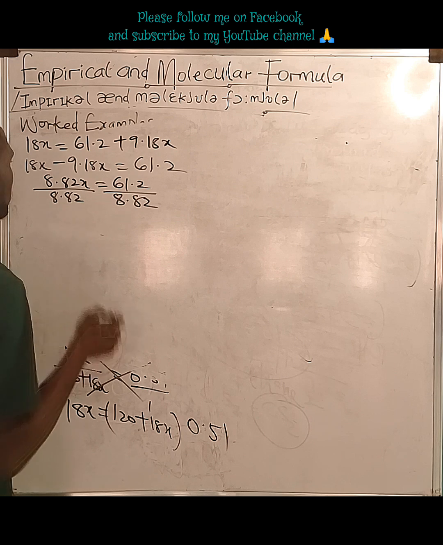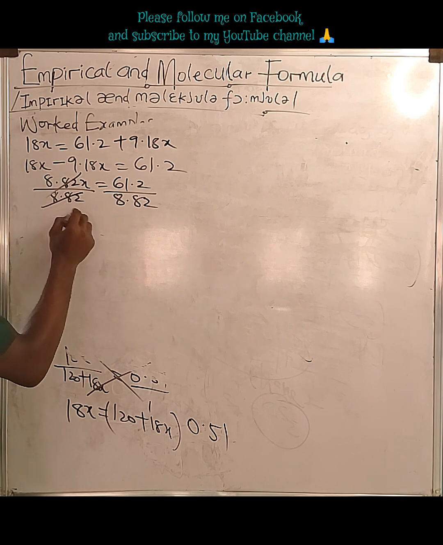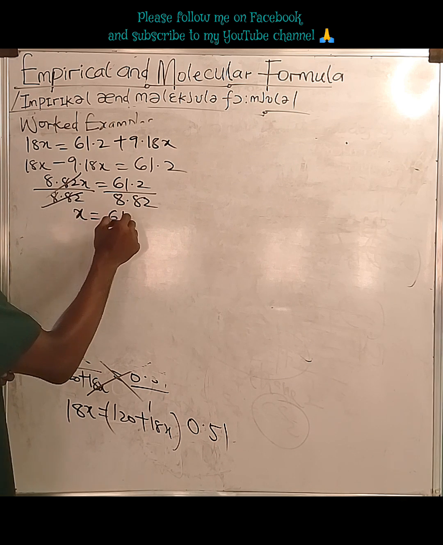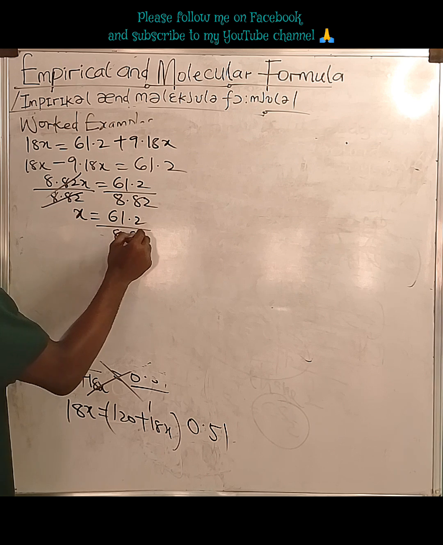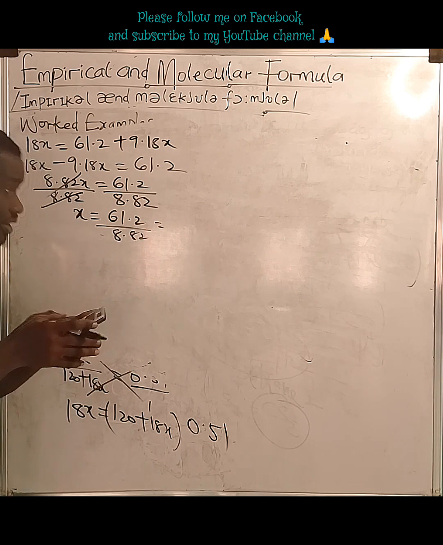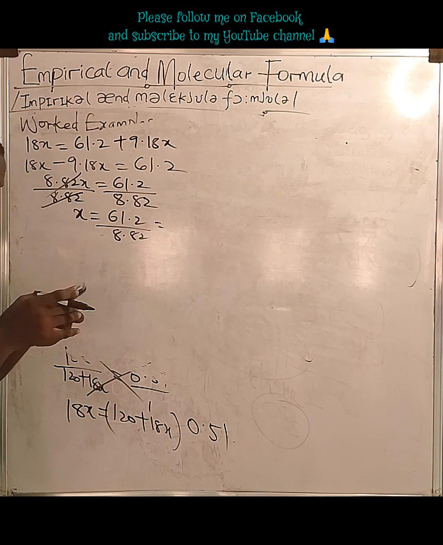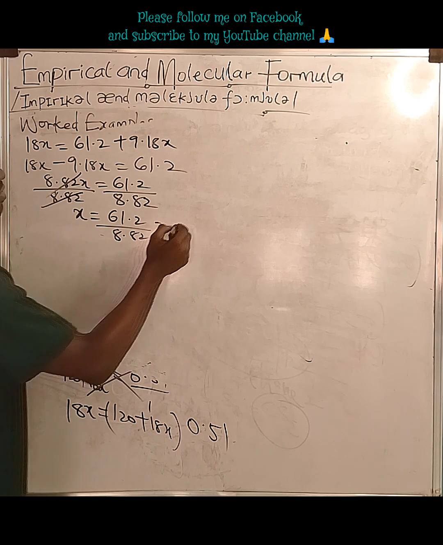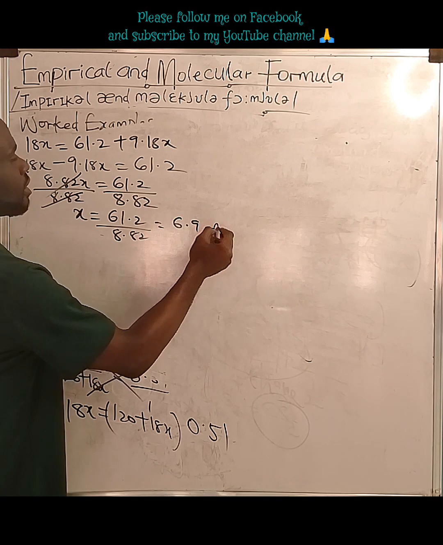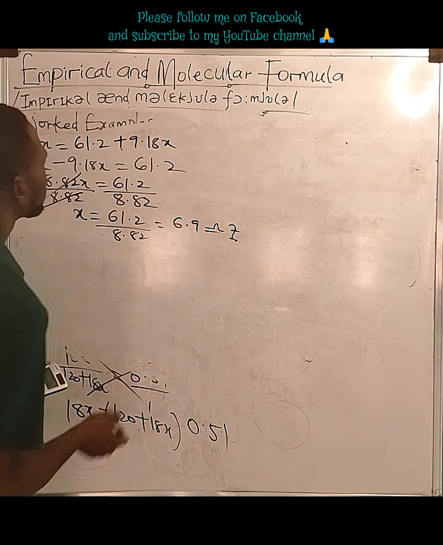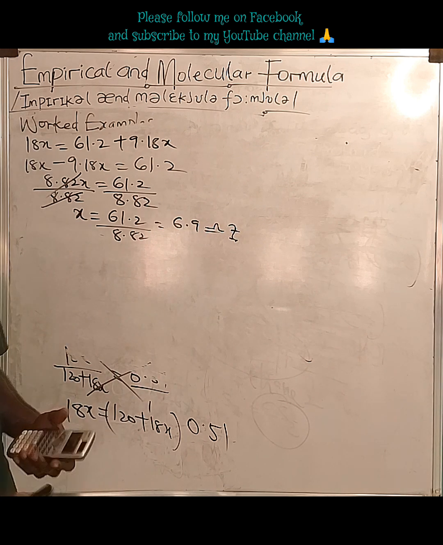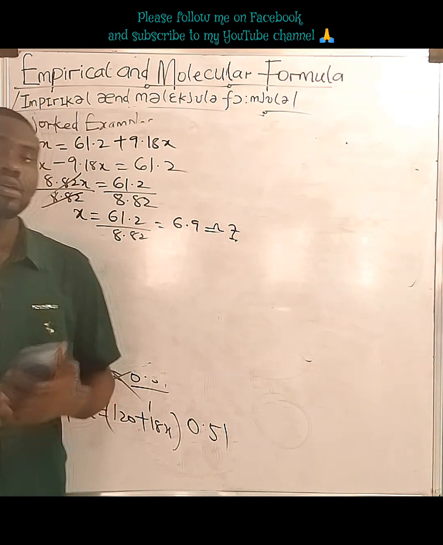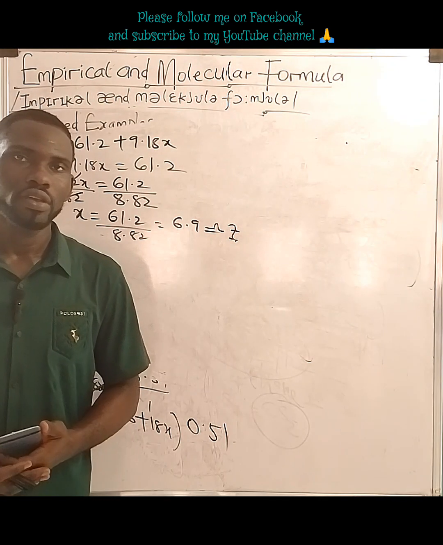So let's see. 8.82 takes out the other one. X is 61.2 divided by 8.82. What do we have? Let's punch in our figures. 61.2 divided by 8.82 gives us 6.9 something. So approximately we have 7 crystals of water. Still the same result, different methods. So it's as simple as that.